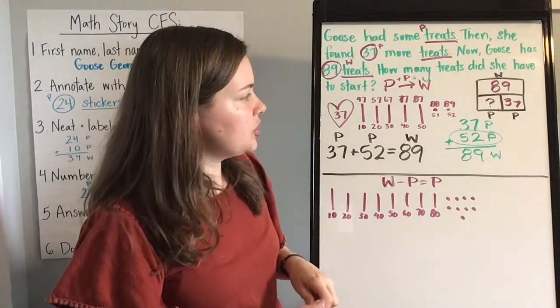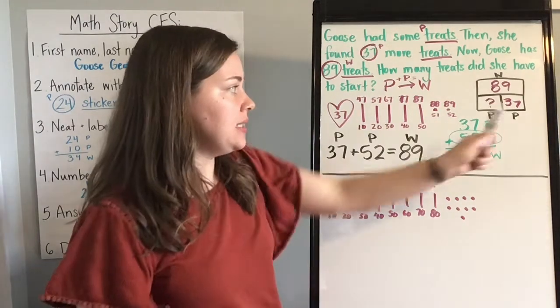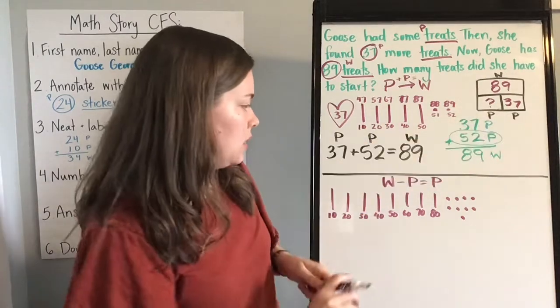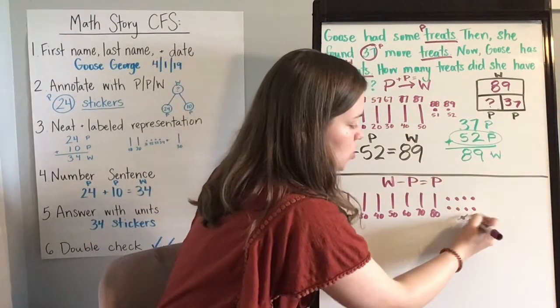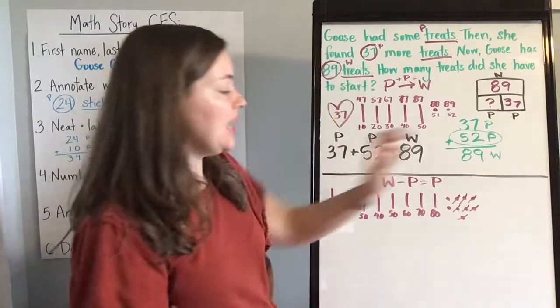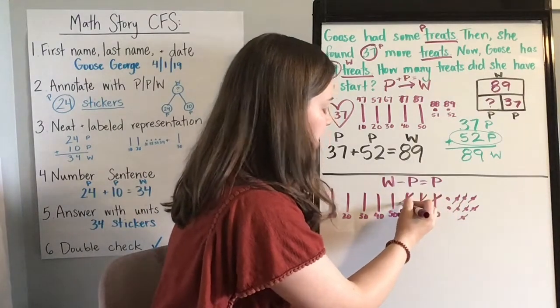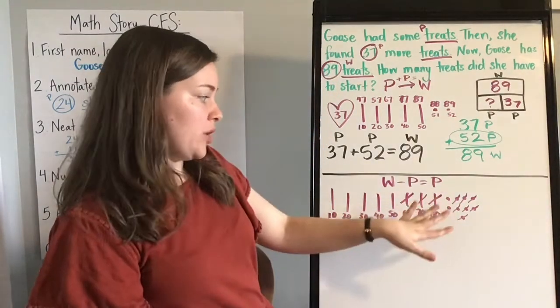How many? Let's start in the ones, just like we do when we're stacking. I need to take away 7 ones. I'm going to go ahead and do that. 1, 2, 3, 4, 5, 6, 7. And now I need to take away 3 10 sticks. 1, 2, 3. Now I should be left with my missing part.